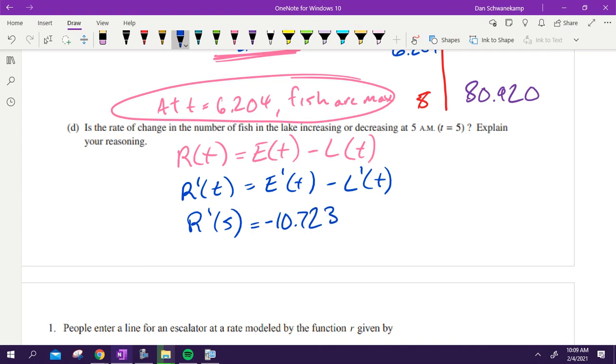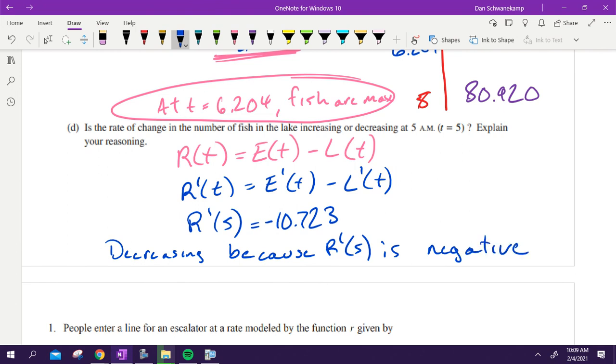So what do we think? Is the rate increasing or decreasing at t equals 5? Decreasing. Why? Decreasing because R prime of 5 is negative. That's it. That's all you need to write there. Really, I wrote a lot of work down there. But as long as I called it R prime earlier, I really don't even need that. I just need these last two things. I found the derivative. Okay. I compared E prime and L prime at 5.